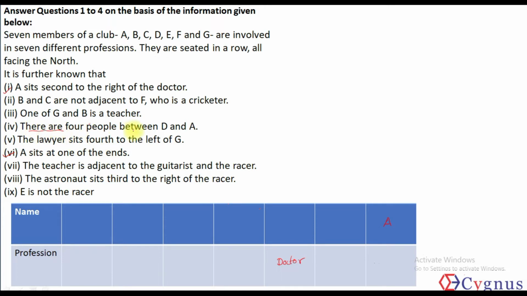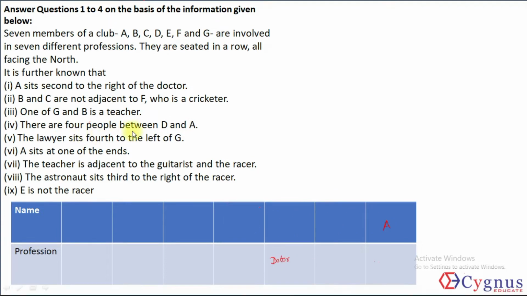What else is given regarding A? There are 4 people between D and A. I've already placed A here. So since there are 4 people between D and A, this position must be occupied by whom? D. This becomes D. Fine. What's the next clue?